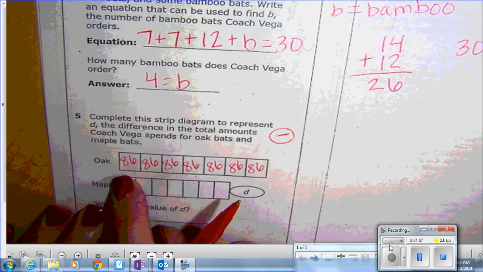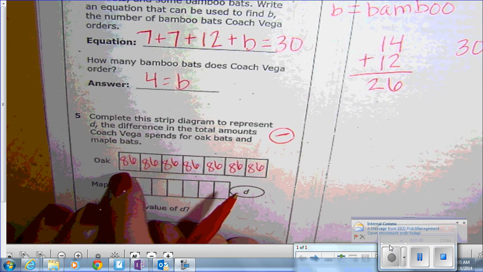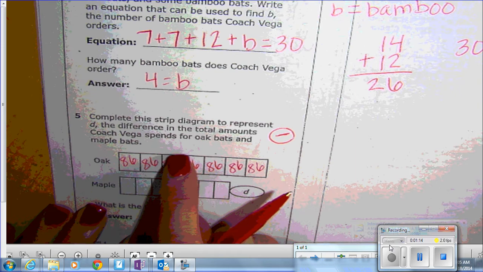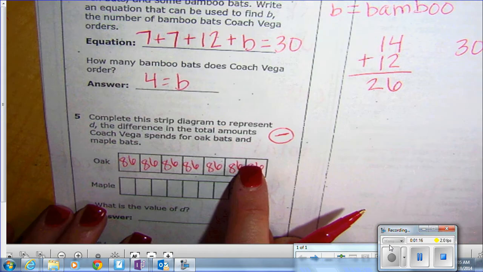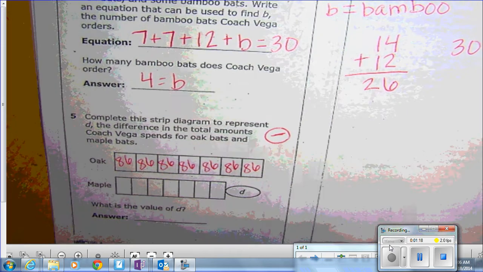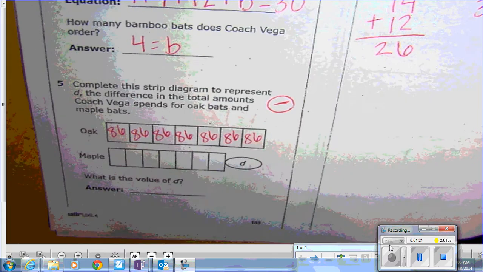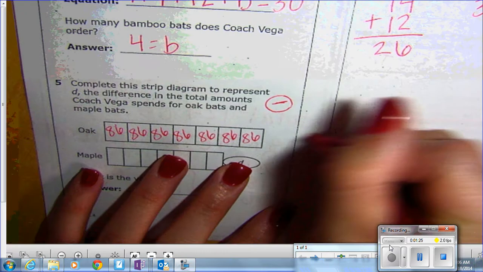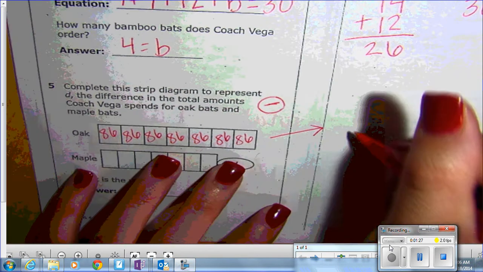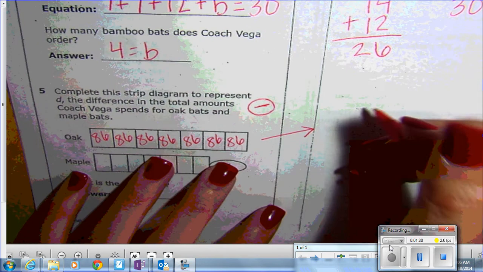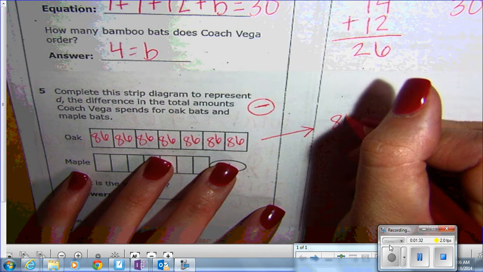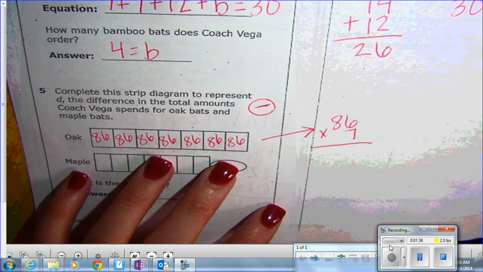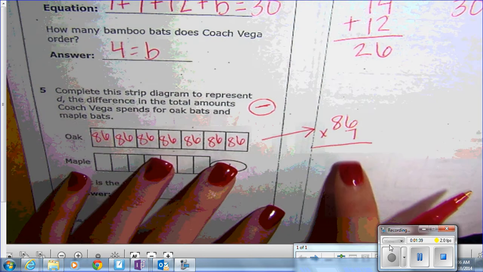So, in order to find the total, I can either add 86, 86, 86, 86, 86, 86, 86, or what would be an easier way for me to figure out how much money it costs just for oak bats? What should I do? 7 times 86. Okay, so you're telling me I'm going to do 86 times 7, right? Now, you can use the box if that works for you. And I'm going to do the algorithm because it's just a 2-digit by 1-digit.